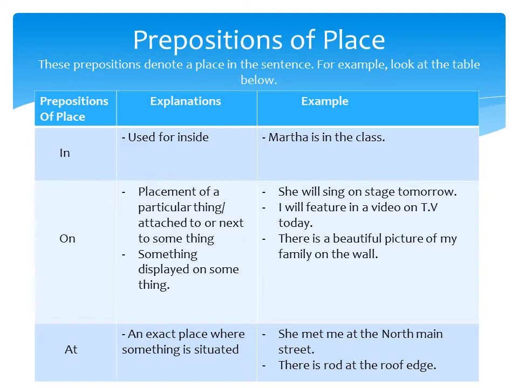Prepositions of place. These prepositions denote a place in the sentence. For example, look at the table below. Here, in, on and at will be used as prepositions of place. In is used for inside. Martha is in the class. It's very simple. On: placement of a particular thing.